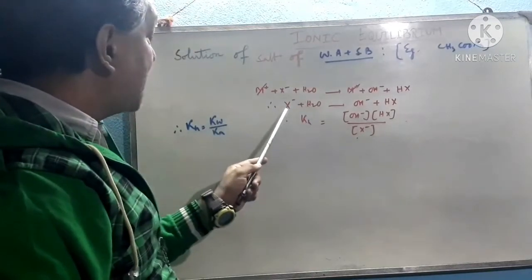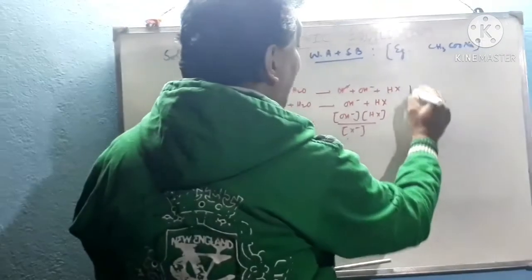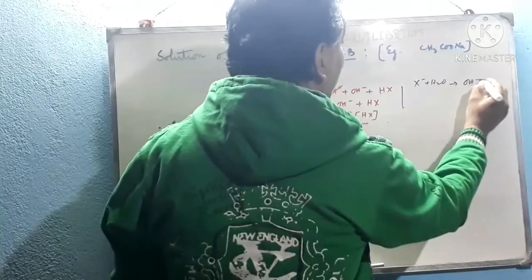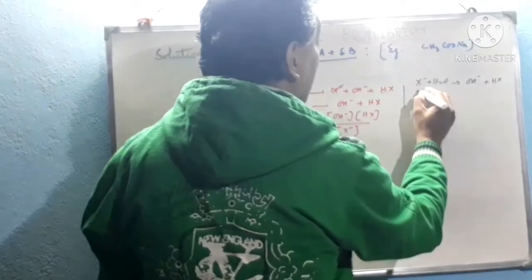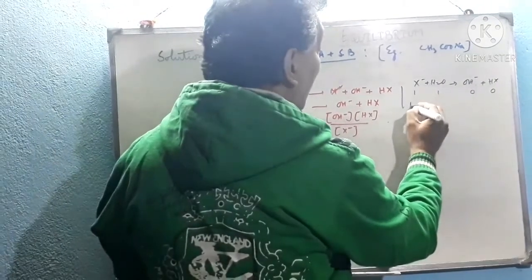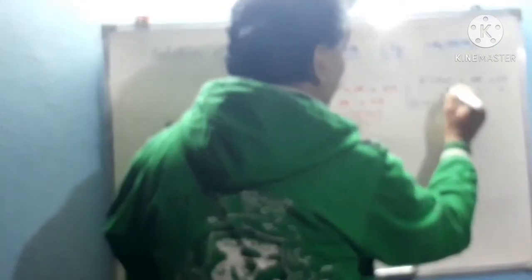Now we can see that for this reaction, X⁻ plus water gives OH⁻ plus HX inside the aqueous solution. The initial concentration of X⁻, suppose, is 1 mole per liter, and for the products it is 0. But if h is the degree of hydrolysis of the salt, then (1 − h)C is the final concentration of X⁻. We have taken water as the pure solvent, that's why its concentration is 1. The products become hC, hC.